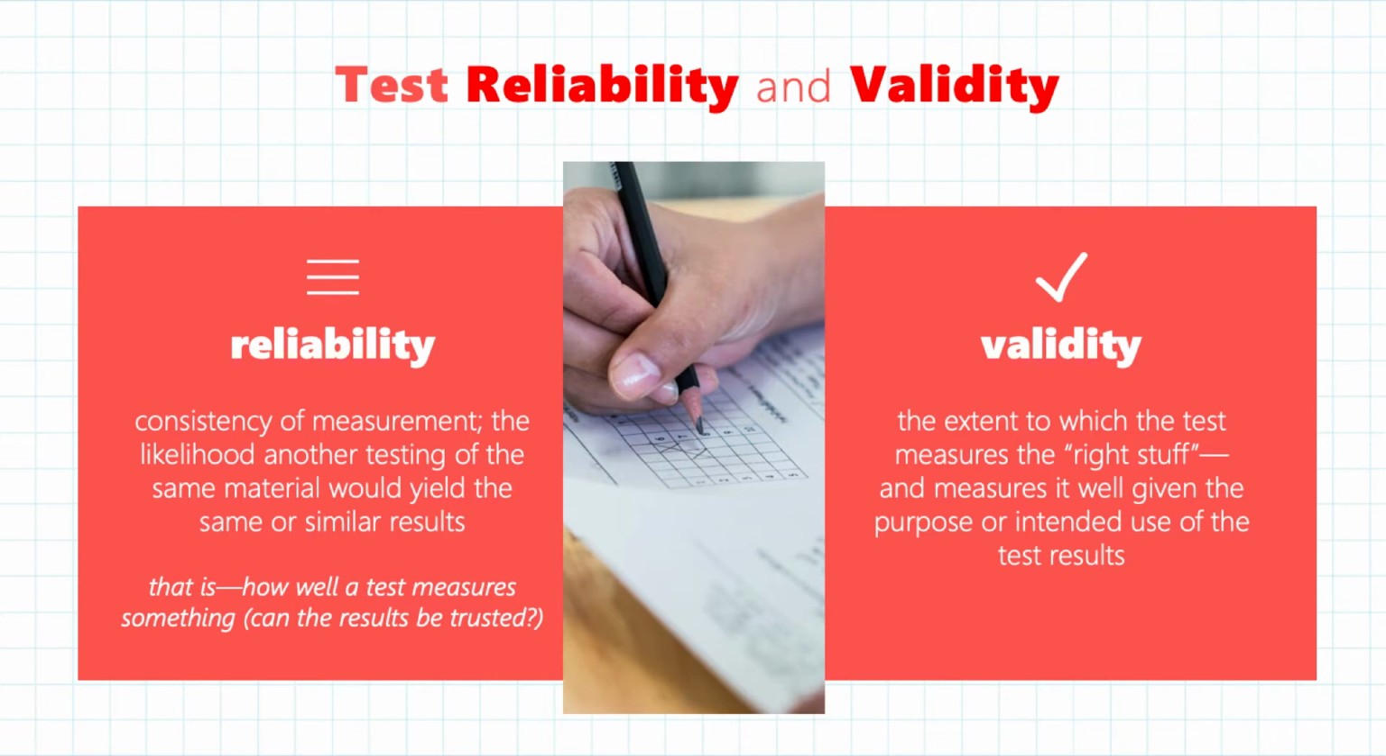Thus, a test cannot be valid if it is not reliable. Reliability is a necessary but not sufficient requirement for validity. The additional requirement for validity is measuring the right stuff. Validity is closely tied to the intended use of the test results. Experts talk about many different kinds of test validity, but at their core is the common requirement that they measure the appropriate content and skills effectively.